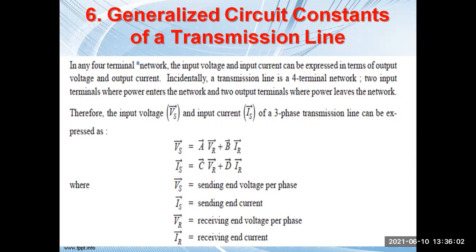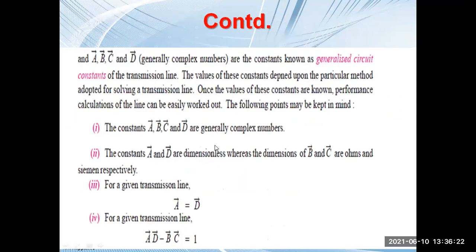Now, the basic equation for the ABCD parameters is Vs equal to A into VR plus B into IR, and Is equal to C into VR plus D into IR, where Vs is the sending end voltage per phase, Is is the sending end current, VR is the receiving end voltage per phase, and IR is the receiving end current. So this is basically the representation of the ABCD parameters.